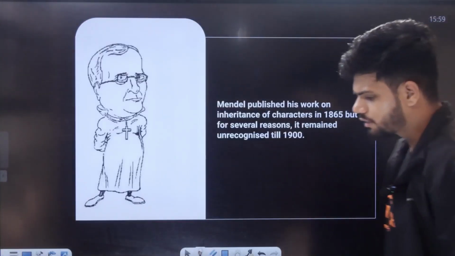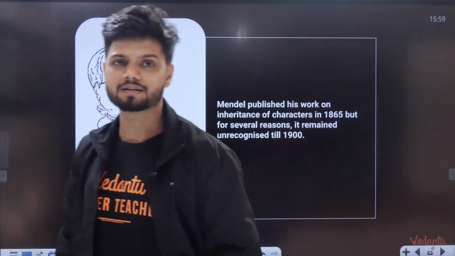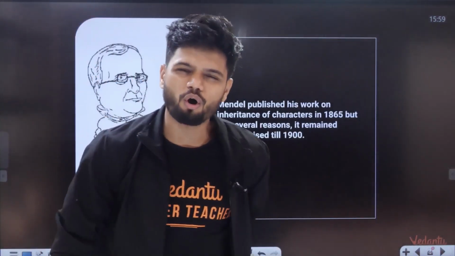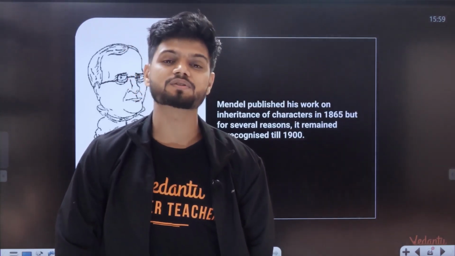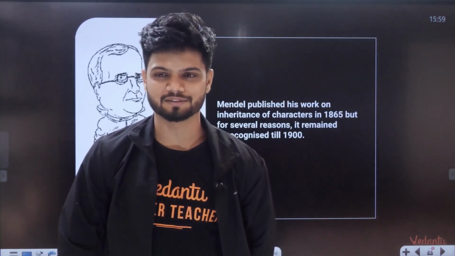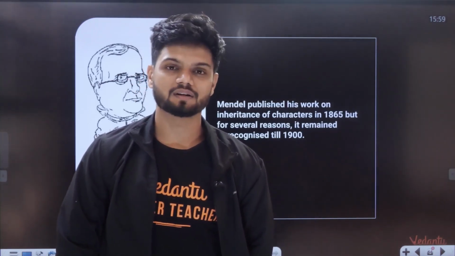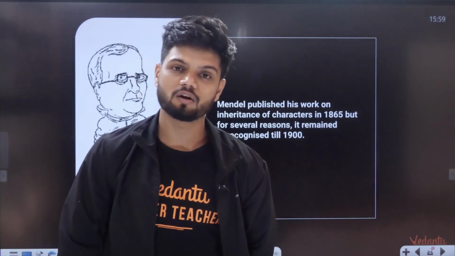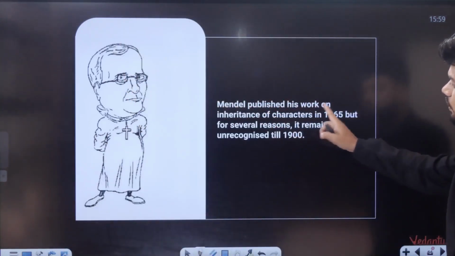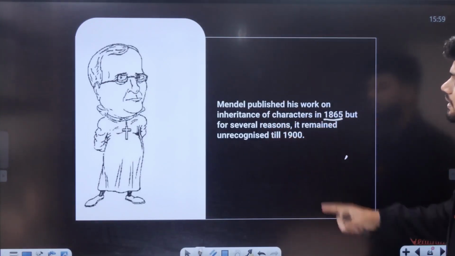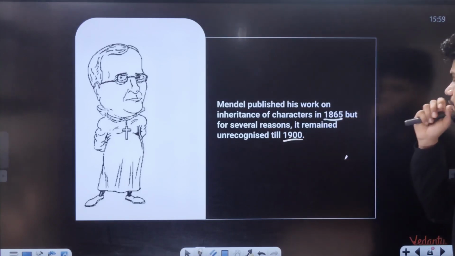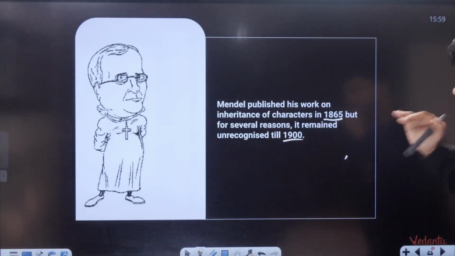Okay. Now I'll tell you one small sad story, students. Even though all of this work was done by Mendel, Mendel's work was never recognized until his very death. There are many reasons for it, and later on his work was identified. Who identified? All that I will tell you later on. Mendel published his work on inheritance of characters in 1865, but for several reasons it remained unrecognized till 1900s. No one cared about his work.